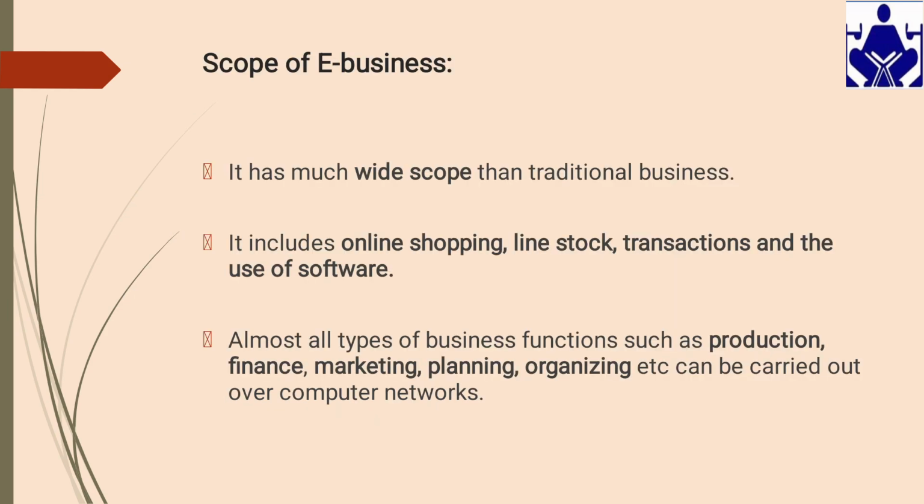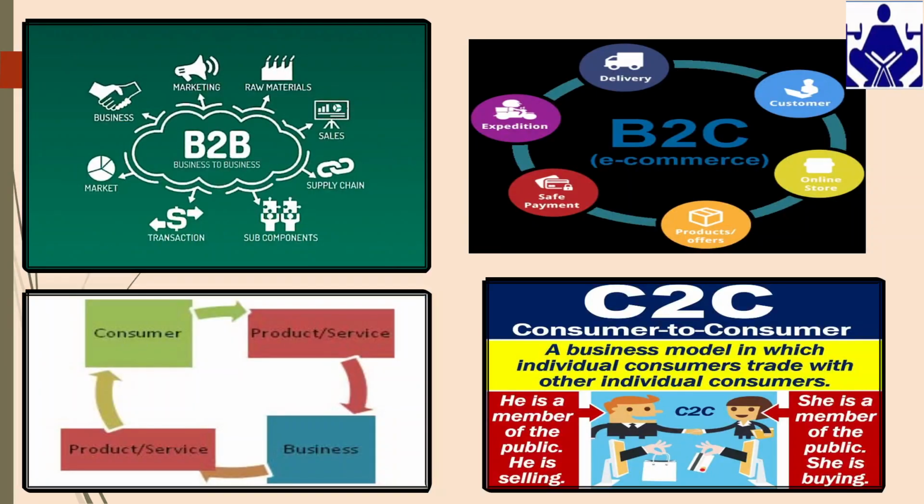Now let us understand the scope of e-business. It has much wider scope than traditional business. It includes online shopping, online stock transactions, and the use of software. Almost all types of business functions such as production, finance, marketing, planning, organizing, etc. can be carried out over computer network.